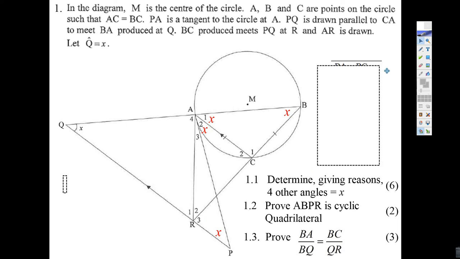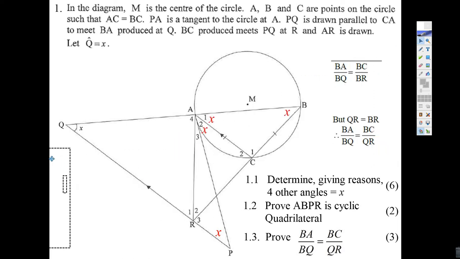Now we're going to work with this thing right here. We're going to try and prove that BA over BQ is equal to BC over QR. Well, I'm going to put some lines on some of the triangles that we're looking at here. If you're thinking about QR and you're thinking about BQ, well, that means it's this big triangle right here. So we're probably working with that big triangle right there. In fact, that is the triangle we're working with.